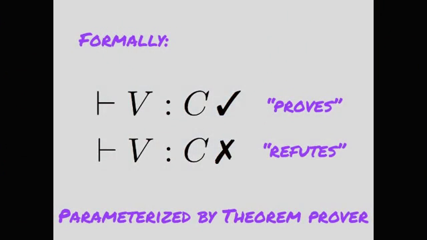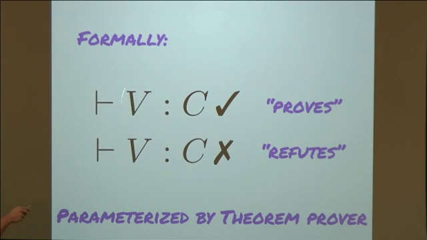We have really two judgments in this system. One is proves: we can prove that this value always satisfies this contract. We also have refutes, which says that this value never satisfies this contract. And they're not just negations of each other, because you can have something that neither proves nor refutes. If it's some unknown value, for example, it could be that it satisfies a contract, or it could be that it doesn't.